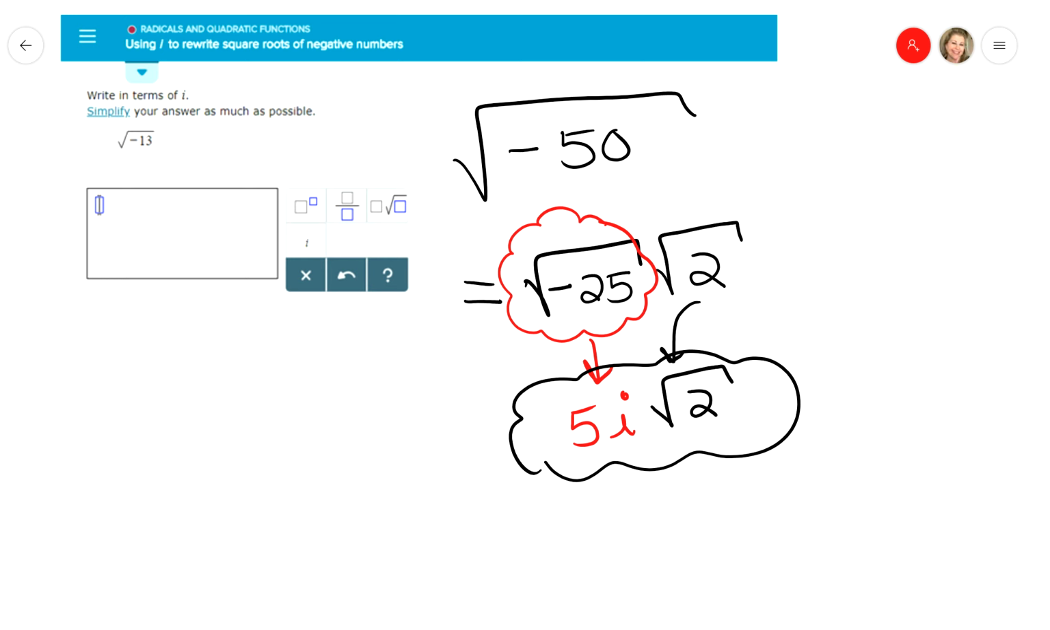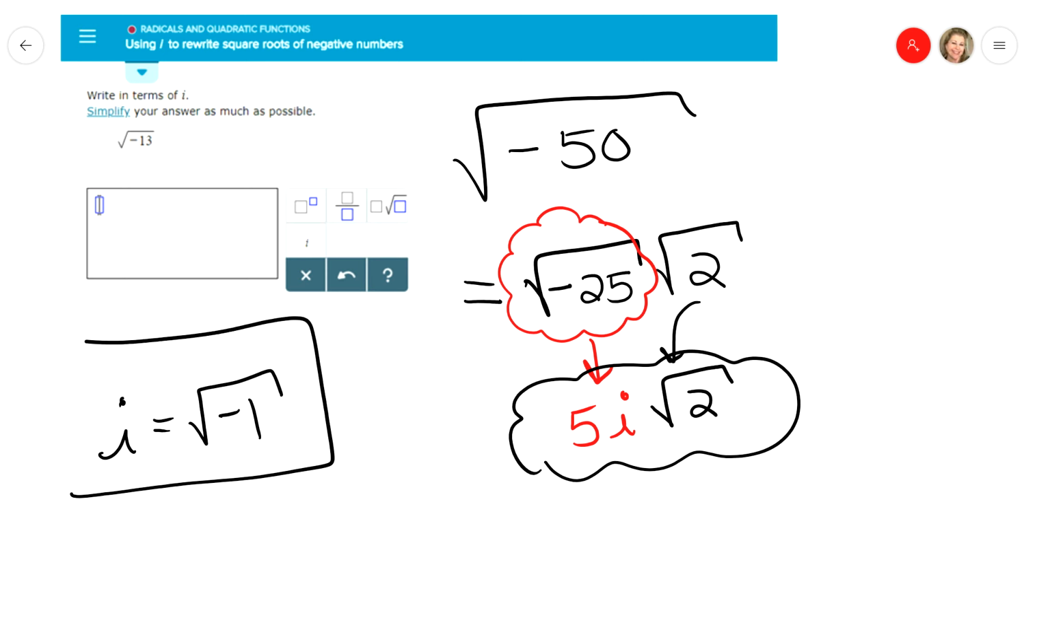Hope this is making sense. That's simplifying a square root that has a negative number underneath of it. You're literally going from a real number to imaginary. And just remember that i, the letter i, represents the square root of negative 1. That's the key part to remember.